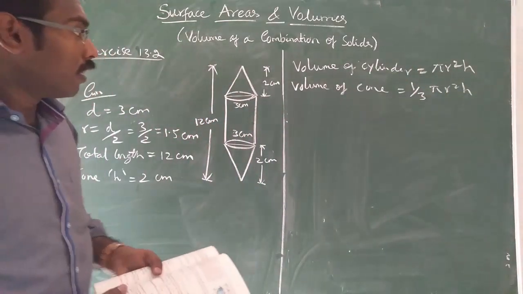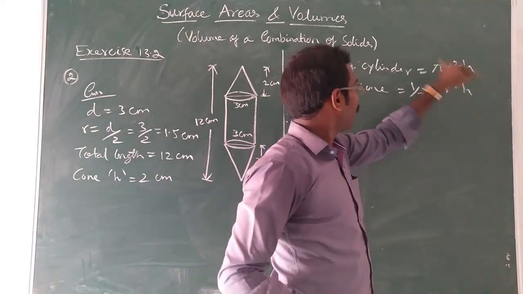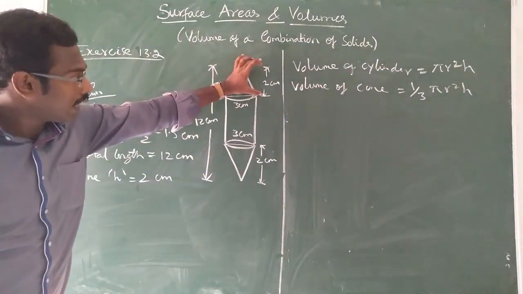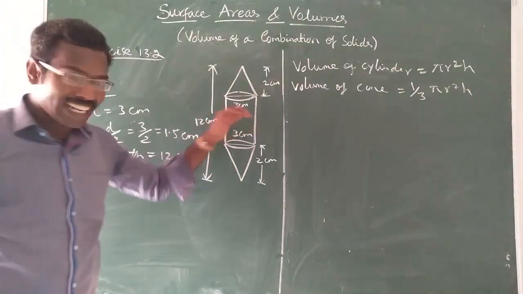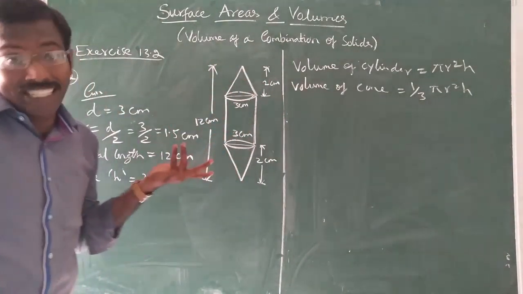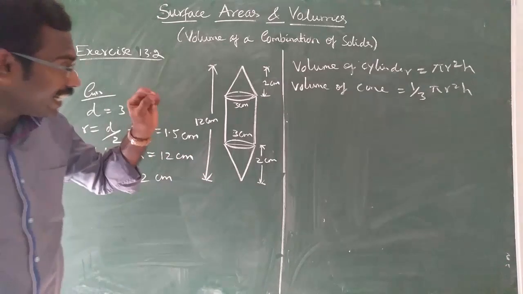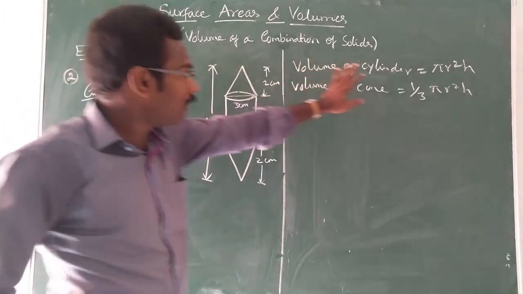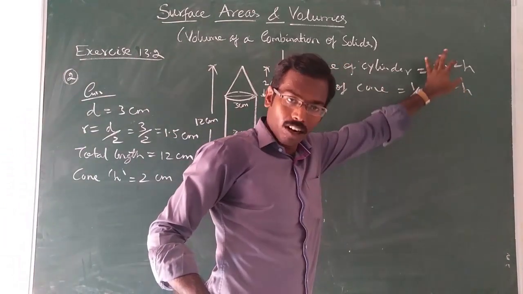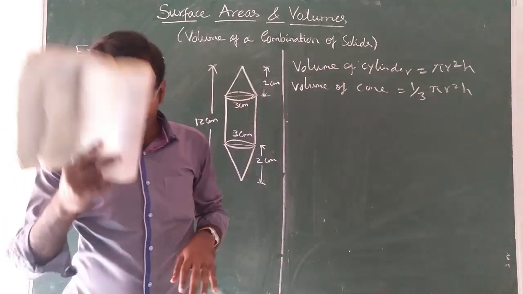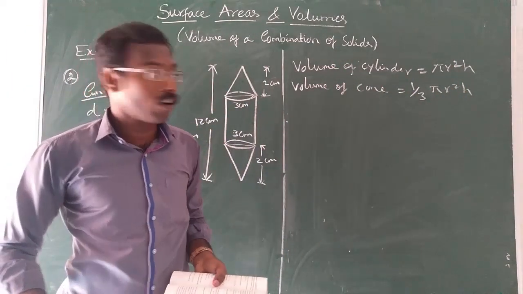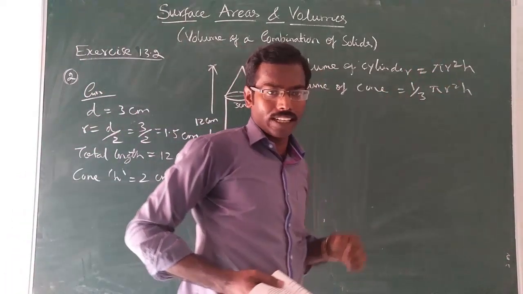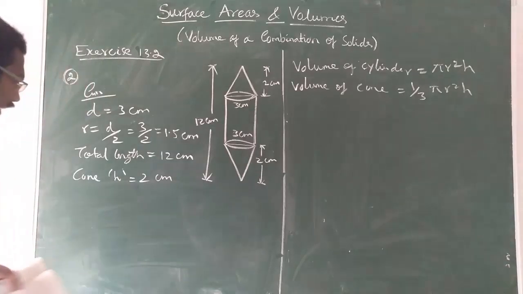Now you see, the cone's height is different, the cylinder's height is different. You see the shape? Cone height is 2 centimeter. Cylinder height is not given, so we have to find it. But it is given that the diameter is the same. Therefore, same diameter means the radius is also the same. Here we don't need to worry. Always read the question carefully. Therefore, we need to find the cylinder's height.